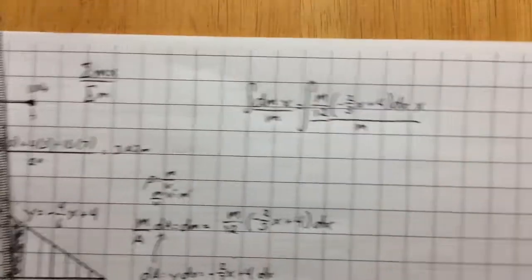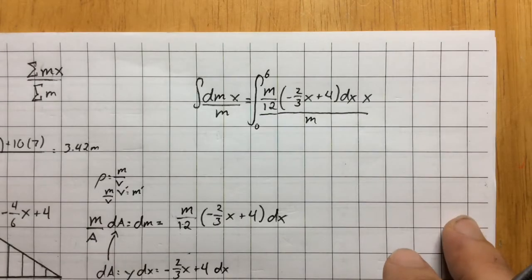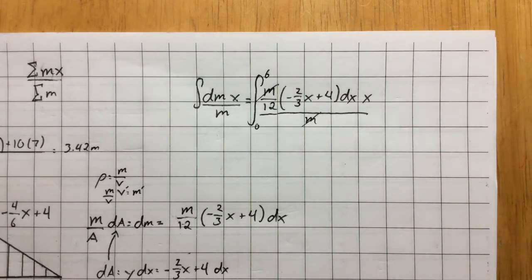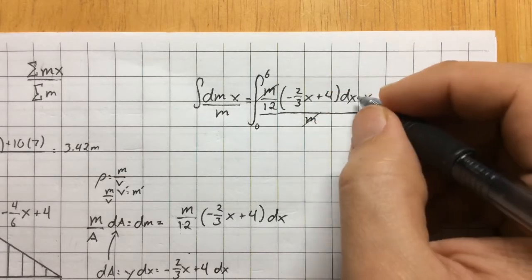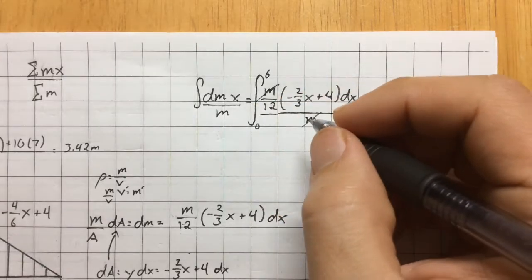So we're going to range it from 0 to 6. And this looks like crap, so let's go ahead and make this a little bit nicer. I've got an m on top, I got an m on the bottom. That's going to go away. Let's see what else. I've got an x that I can distribute to everything. I've got this 12 on the bottom there, so let me see what I can do about that.